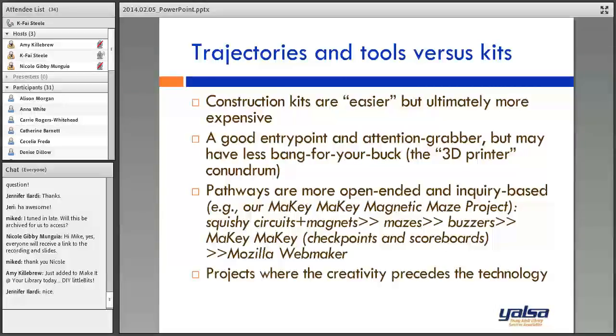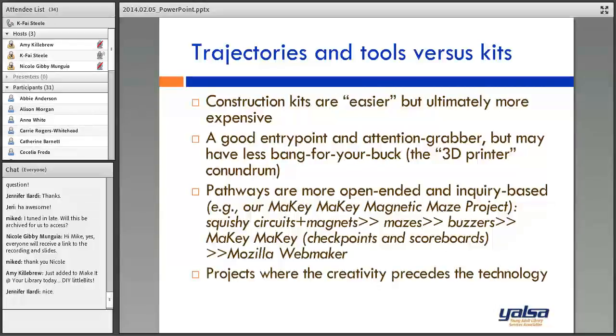So one example I have is that one of our mentors last summer developed the Makey Makey Magnetic Maze project. This started with squishy circuits, which is basically Play-Doh, some alligator clips, which are wires, and some 9-volt batteries and LEDs. Since Play-Doh is wet and salty, it conducts electricity. That's the basic principle behind it. It's a really great starter project. You don't need to buy the kit. You can just buy some jumbo LEDs and some 9-volt batteries and some wires, and there you go.